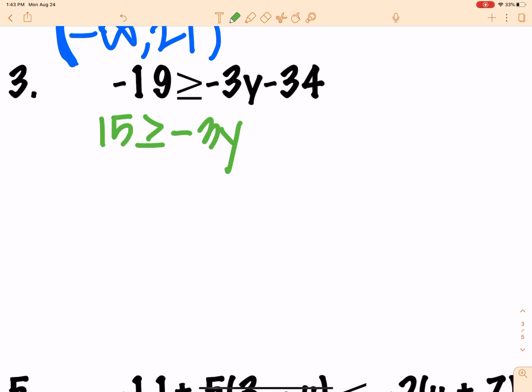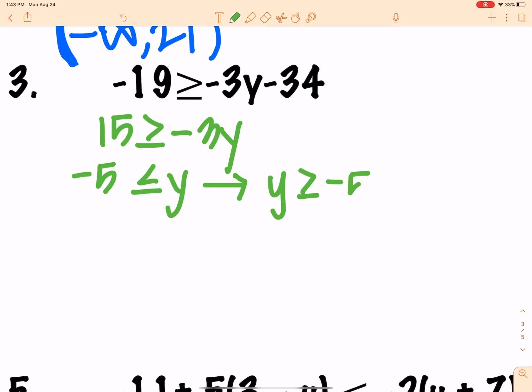So it's greater than or equal to right now. It's going to become less than or equal to. And then you just continue on how you normally would. So divide by negative 3 would be negative 5, and you have a y here. Okay, to me, when the variable's on the right-hand side, it seems confusing for me to interpret what the graph will look like. So I just like to switch it around and do y on the left-hand side.